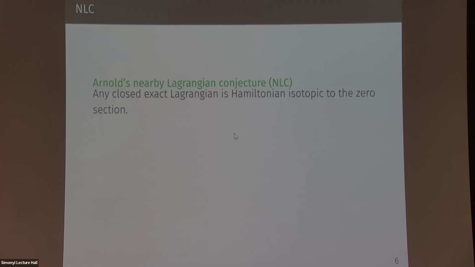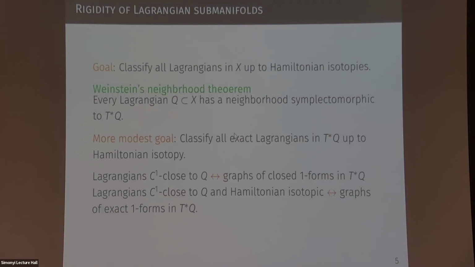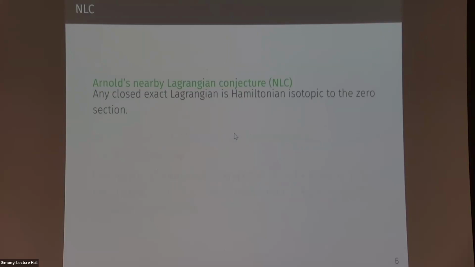The exactness condition says that if you take the canonical one-form in the cotangent bundle, it restricts to an exact form on the Lagrangian. So remember, from this description, you can see that all the Lagrangians which are graphs of exact one-forms are exact. And it's also not difficult to verify that anything which is Hamiltonian isotopic to the zero section is also exact. So Arnold's conjecture is basically saying that it's as good as it gets, namely, if you give any closed exact Lagrangian, it's going to be Hamiltonian isotopic to the zero section.